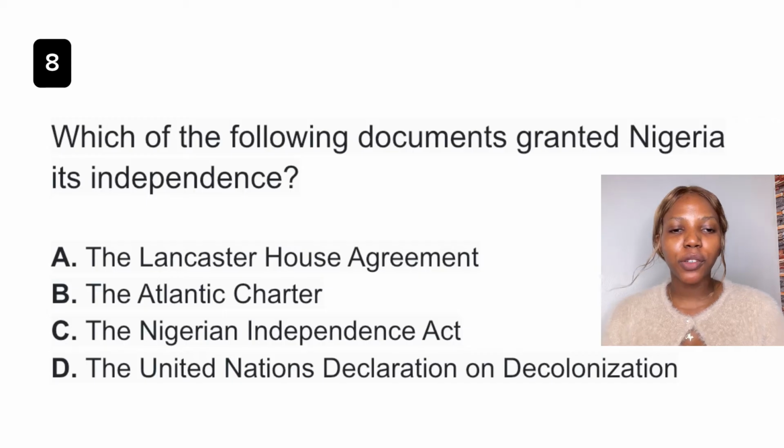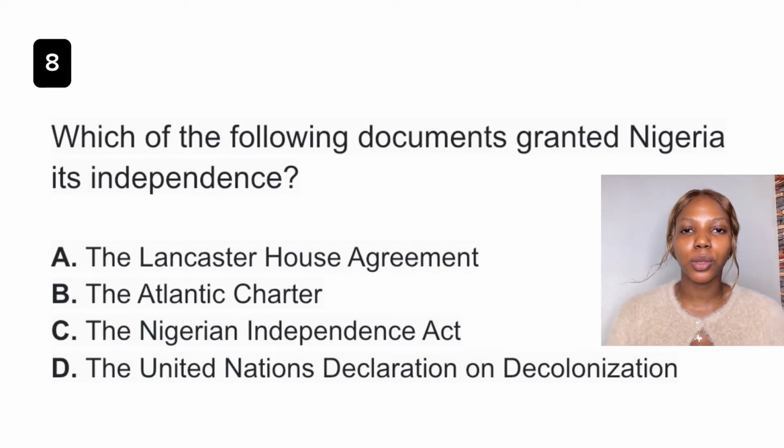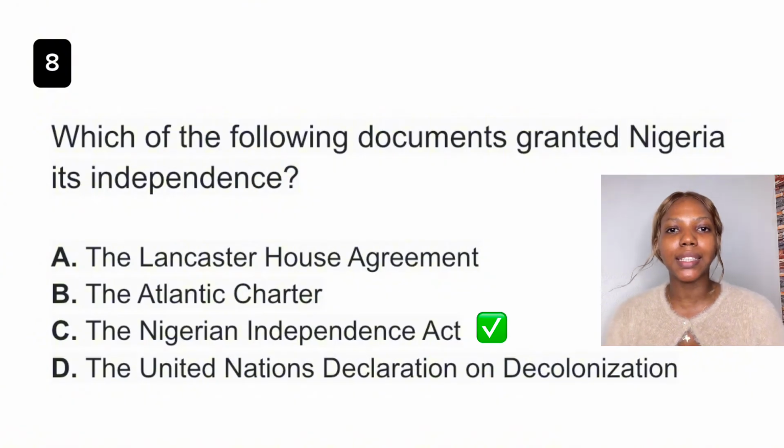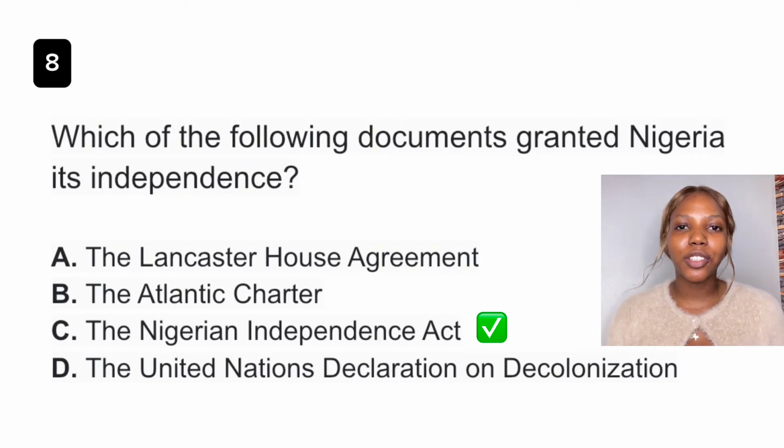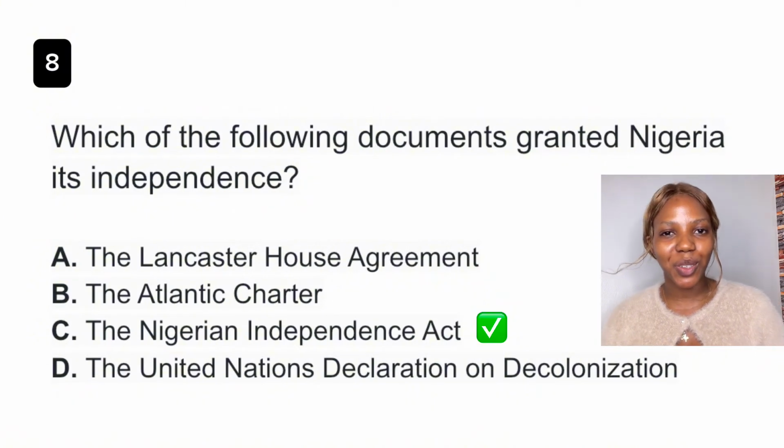Question 8. Which of the following documents granted Nigeria its independence? The answer to this question is option C, the Nigerian Independence Act of 1916, which was enacted by the Parliament of the United Kingdom. It was a formal document that granted Nigeria independence from British colonial rule. So consider it as a legal framework. Option C is the final answer to this question.